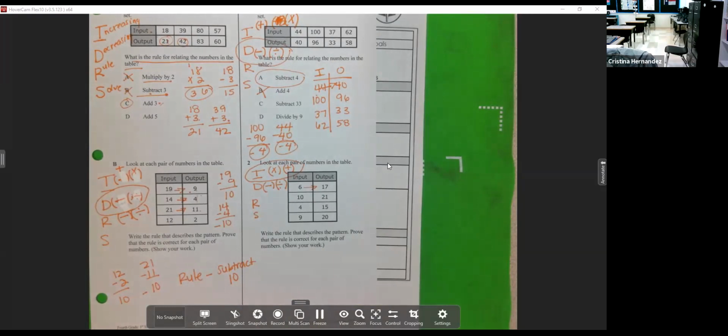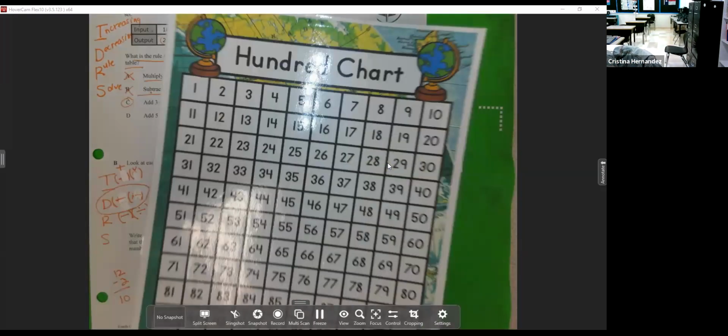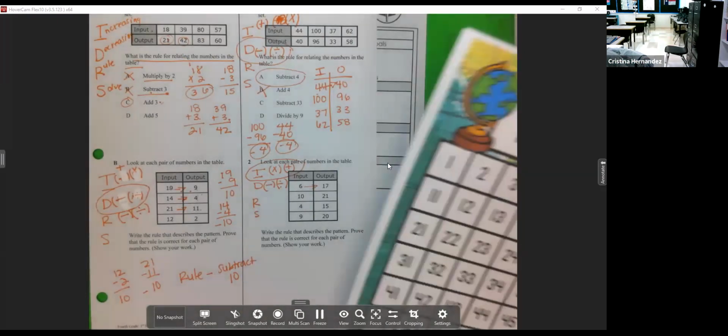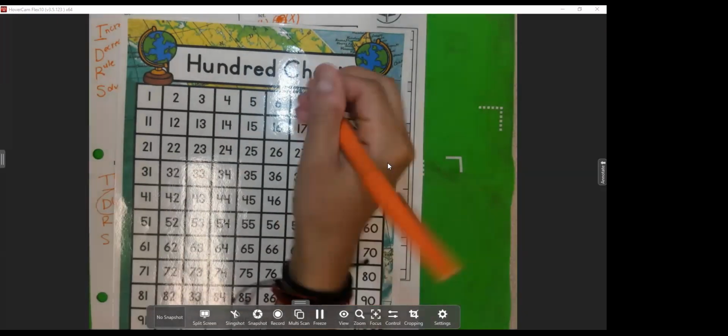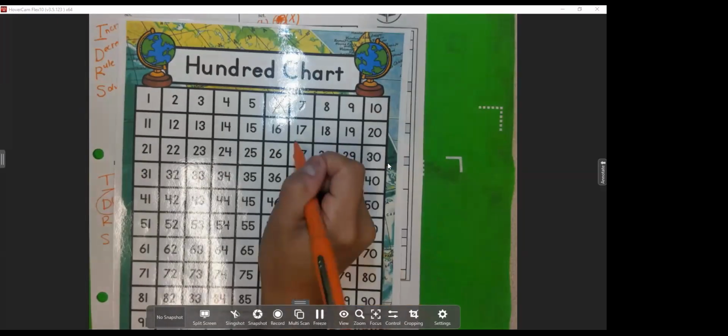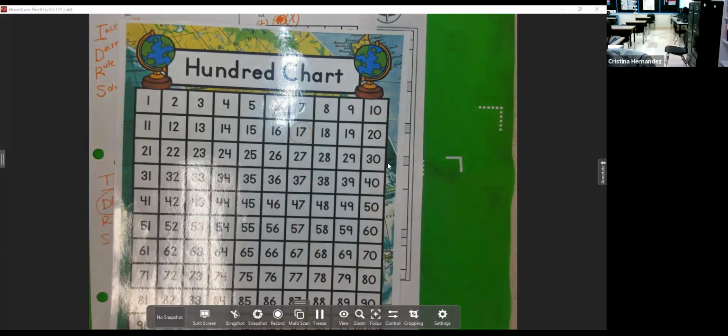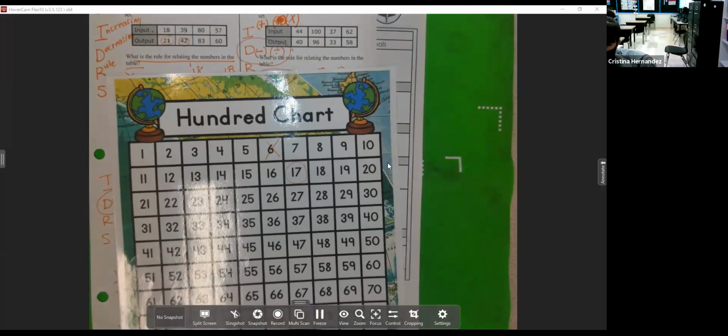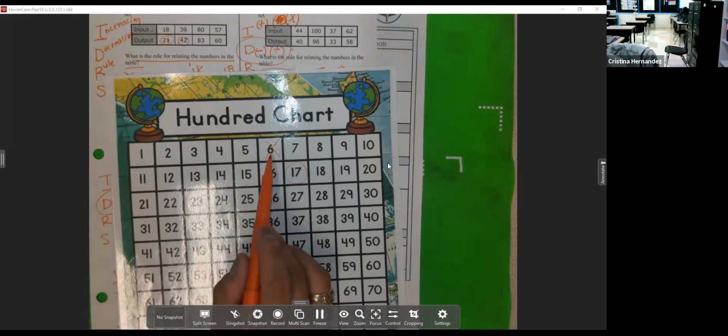We have to write our own pair here. This one's tricky. I'm going to give y'all a hint on this one. So, what are our numbers? So, let's see. We start at 6, so we're starting here and we have to end here. Right? How many are we going? How many are we increasing going from 6 to 17?